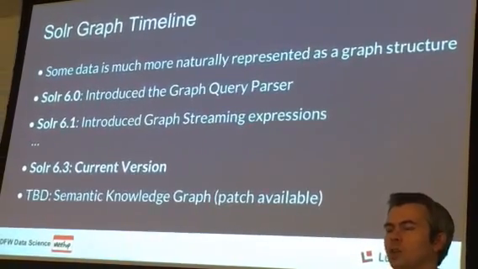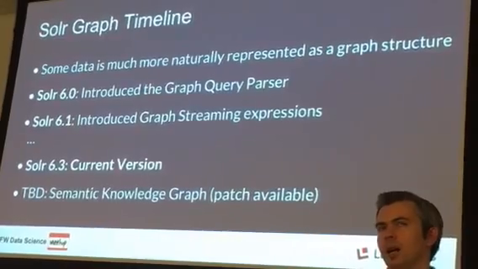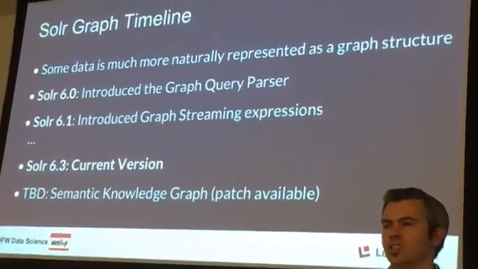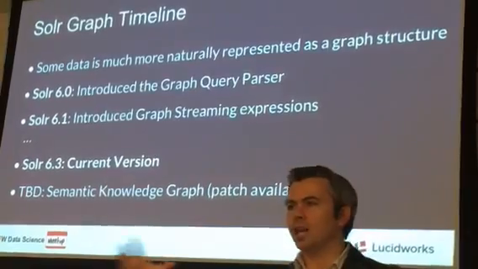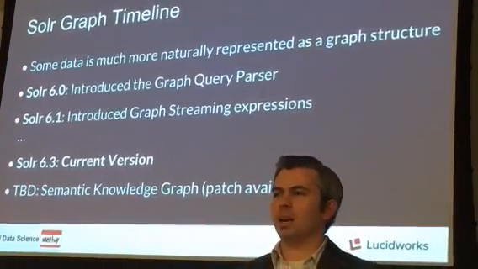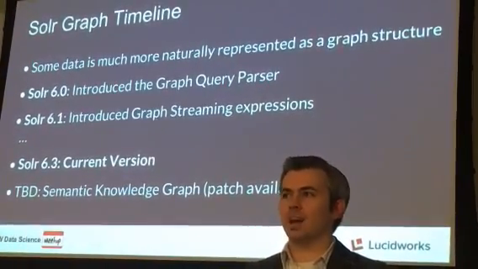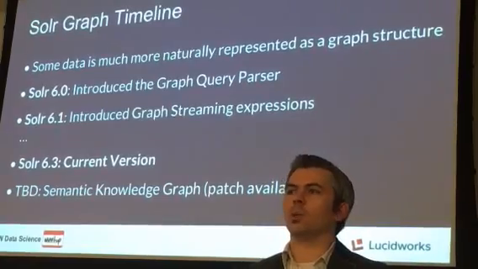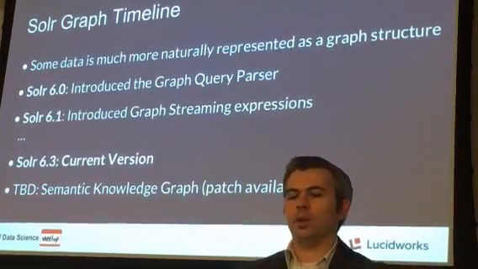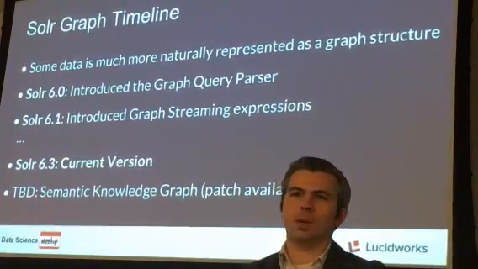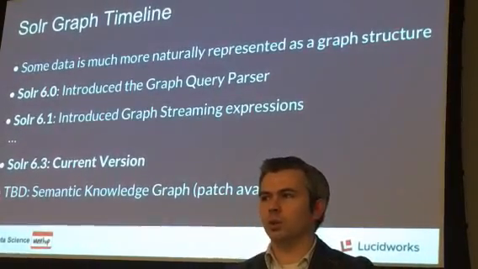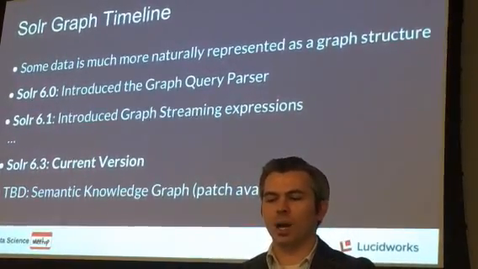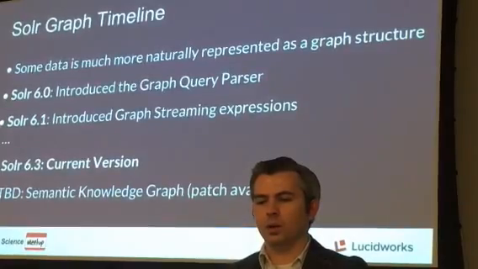So the latter is more for, let's call it, discovery sort of workloads where I'm trying to mine and find relationships in my data, whereas the former is more for real-time search and returning results based upon the match on a graph. And we talked about the semantic knowledge graph earlier. That's not in Solr. There's a patch available. That's kind of a pet project of mine. Hopefully we'll get it in there at some point.